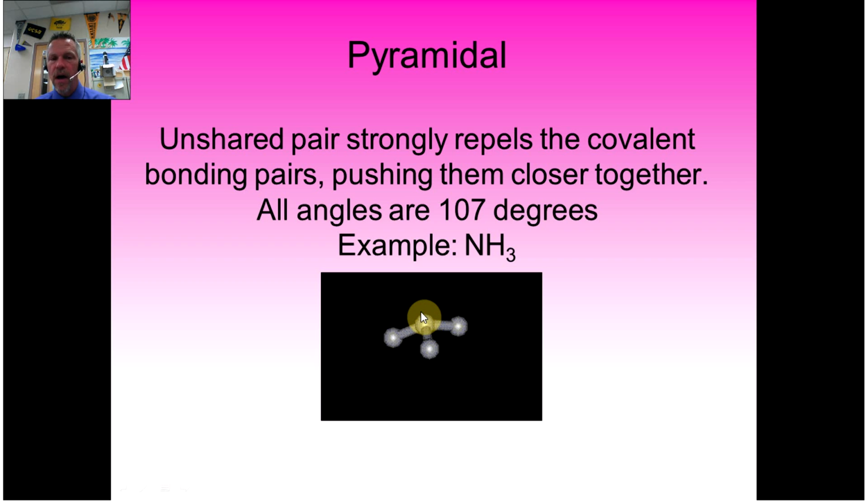And this unshared electron pair pushes away or repels the 3 covalently bonded electron pairs, and the result is that there's a pyramidal or pyramid-like shape for an ammonia molecule that we see here. And the bond angles between these constituents are 107 degrees. All right. So 107 degrees. Example is NH3. The shape is pyramidal.